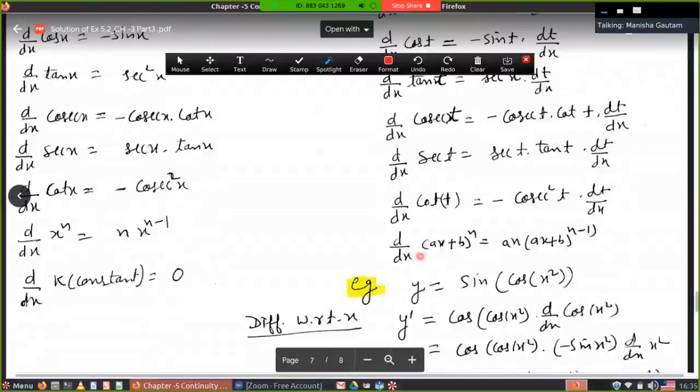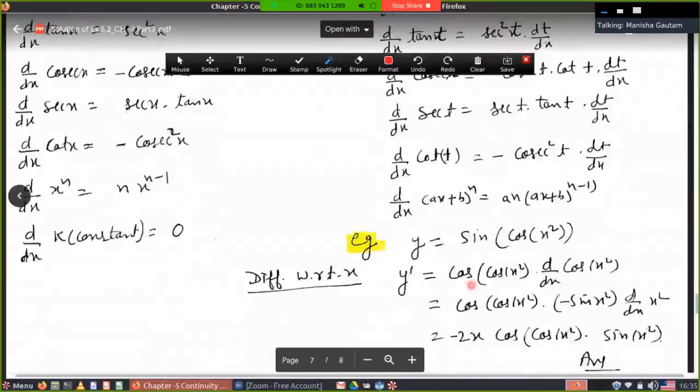If it is d by dx of (ax plus b) whole power n, taking n first and then (ax plus b) whole power n minus 1, and the derivative of ax plus b is a. It means a n into (ax plus b) whole power n minus 1.